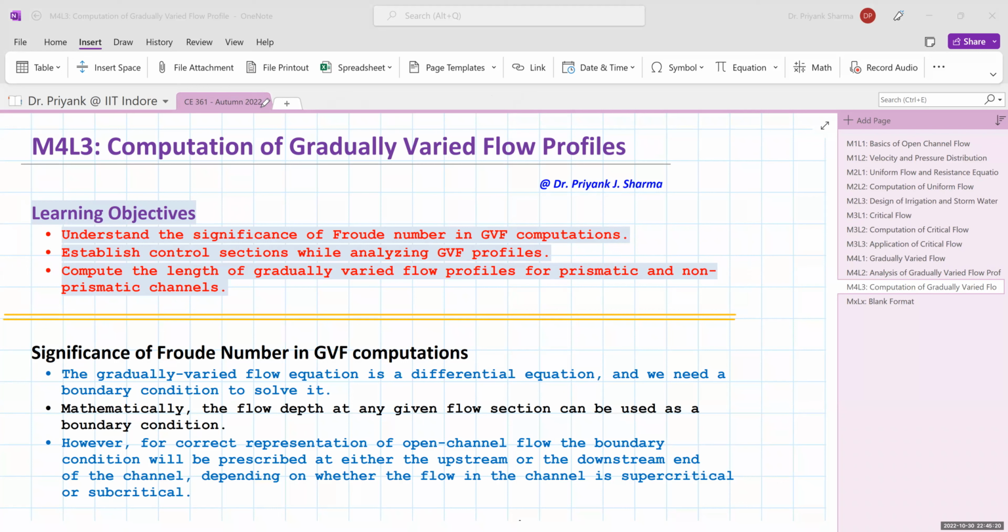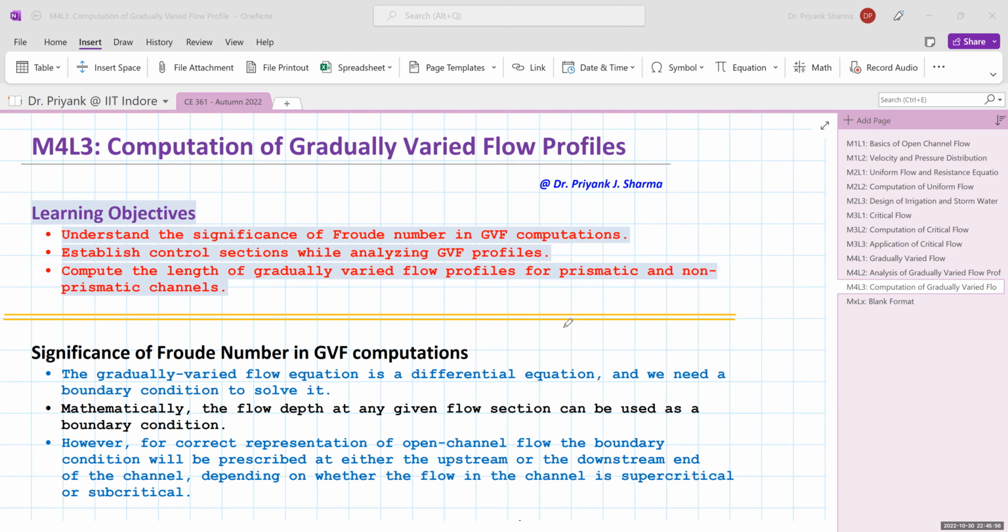So our learning objectives are to understand the significance of Froude number in GVF computations, to establish control sections while we analyze GVF profiles, and finally to compute the length of GVF profiles for both prismatic and non-prismatic channels. So let us understand what the significance of Froude number is. Froude number will give us an indication of how the flow is behaving, which we have already seen while discussing the critical flow. So a little bit elaborated discussion is presented here.